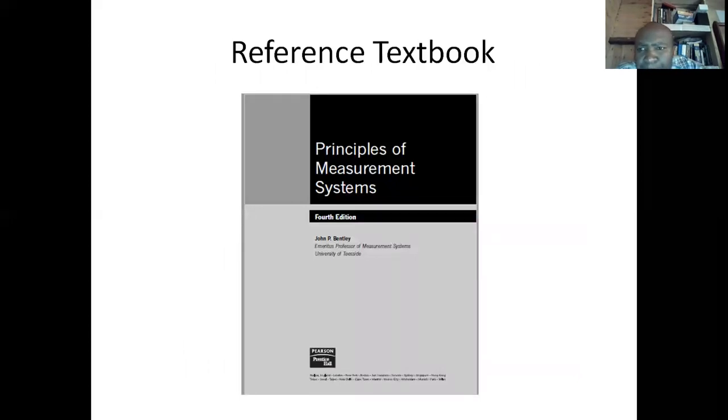Now, I'll be using one reference book titled Principles of Measurement Systems by John P. Bentley. It's a very nice text, and I will be sharing the book with you using WhatsApp.